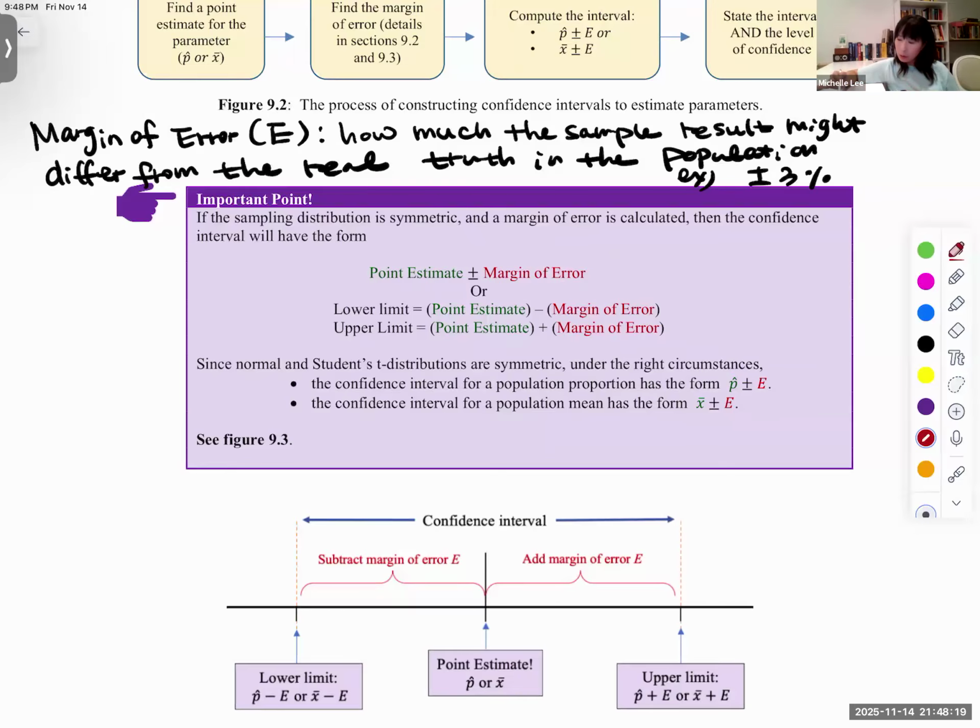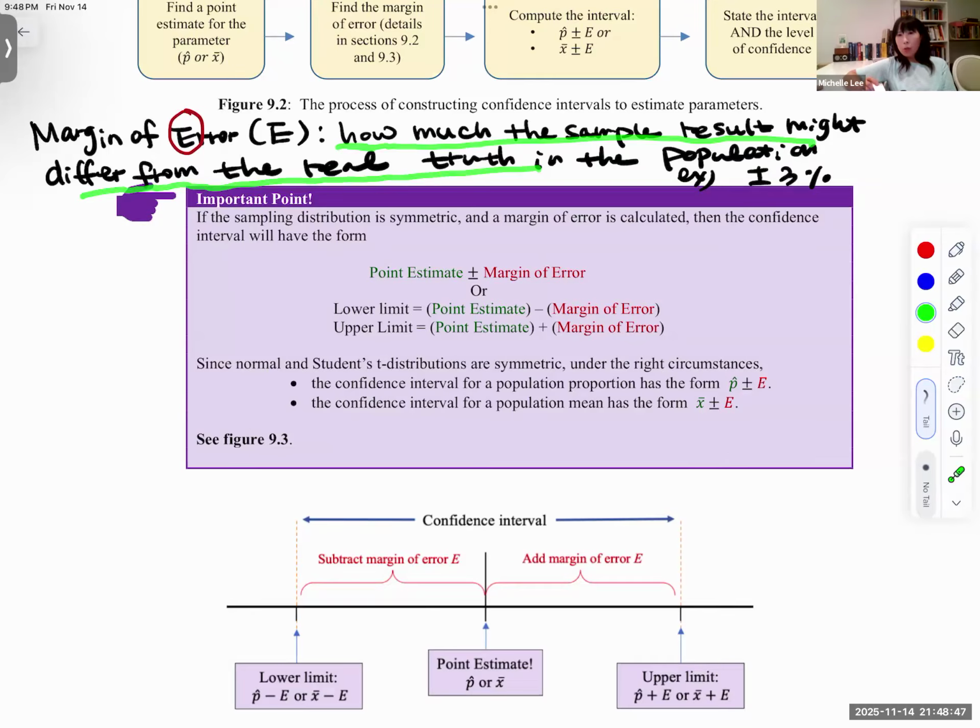All right, so I wrote down what is margin of error. Margin of error, we are using the first letter from the error, so E. What is the margin of error? It is how much the sample result might differ from the real true value in the population. So we are using plus minus 3%, plus minus 2% as margin of error.